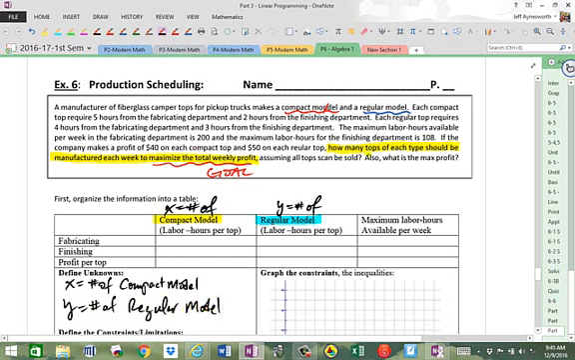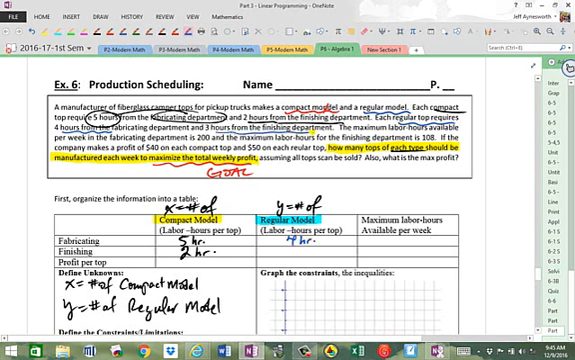Okay, now what we do is we reread the problem after we understand what's going on and fill out the table. Each compact top requires 5 hours of fabricating, so 5 right here, and 2 hours of finishing. That's for the compact model. Then each regular top requires 4 hours of fabricating, and reading on, 3 hours of finishing.